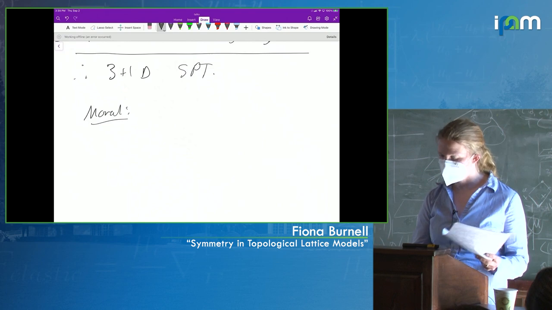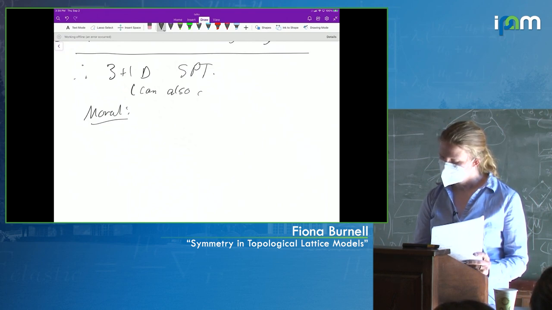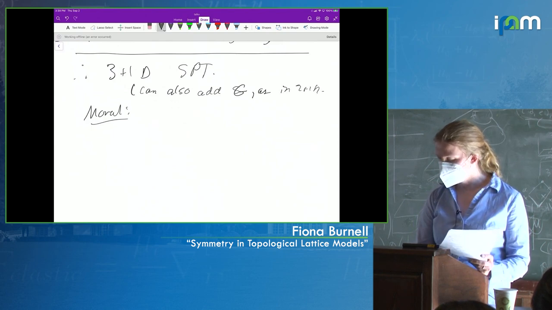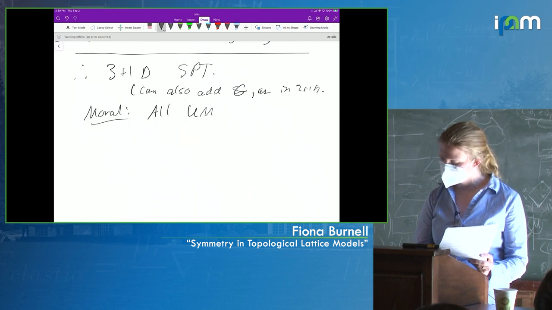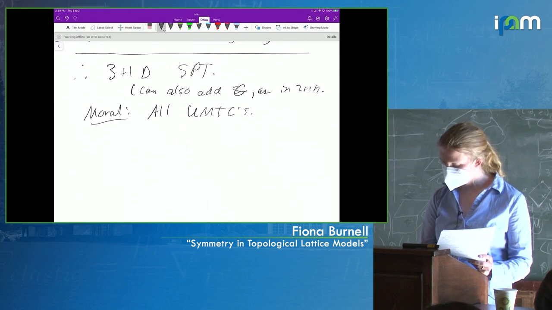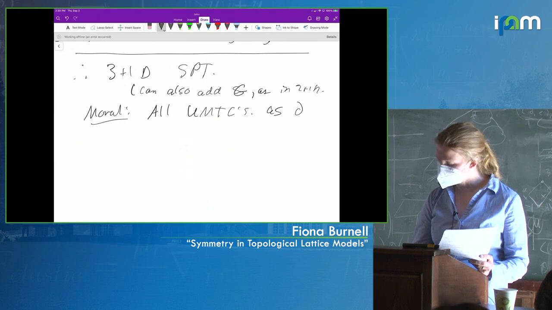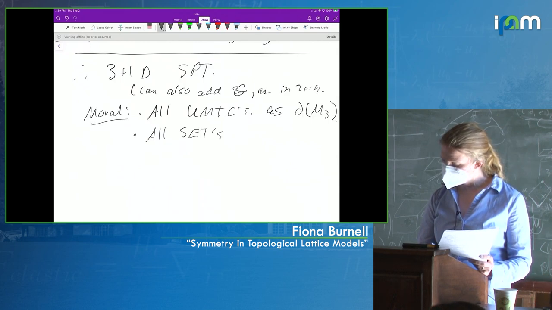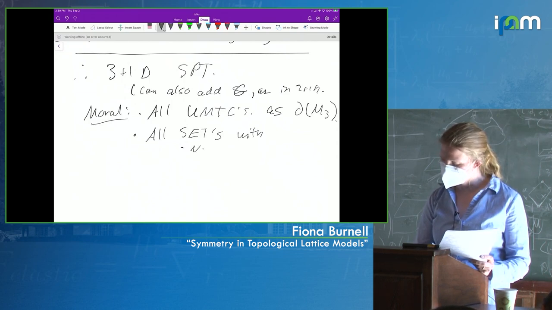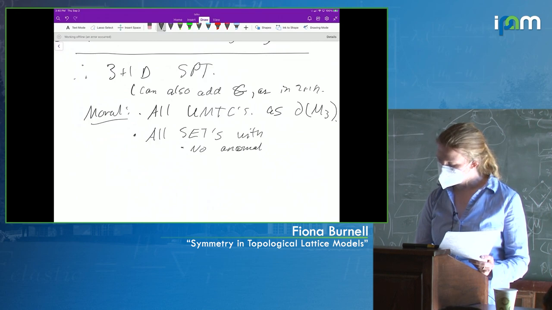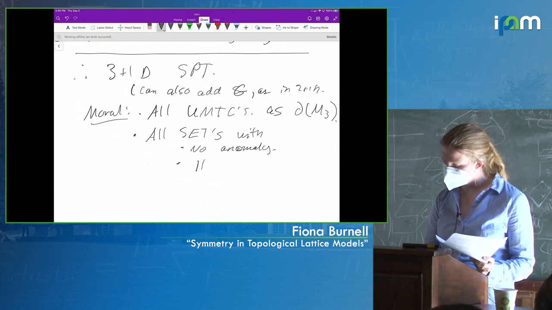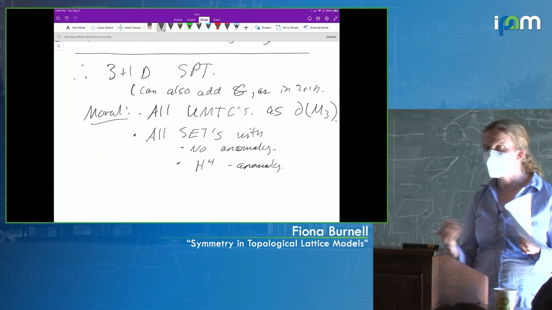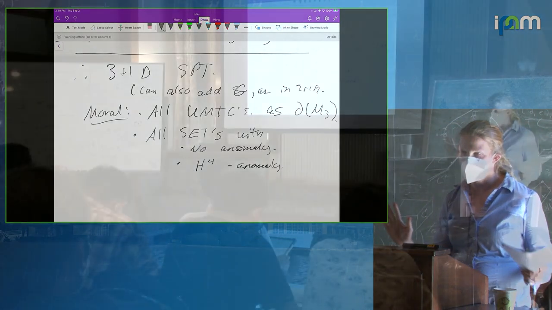And so the moral: we can also add symmetry, some symmetry group G, just as we did in 2 plus 1D, okay? And here, we can realize all UMTCs as the boundary theory at the boundary of some three-manifold, and we can also realize all SETs with either no obstruction, no anomaly, or a certain class of anomalies, which is known as the H4 anomalies. Okay, so a certain kind of obstruction to realizing symmetries in two dimensions. Those can also be realized at the boundaries of these systems. Let me stop there. Sorry for going a little over time.